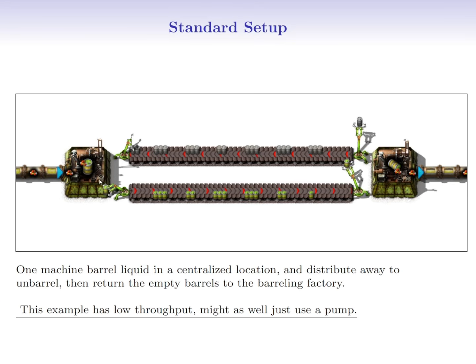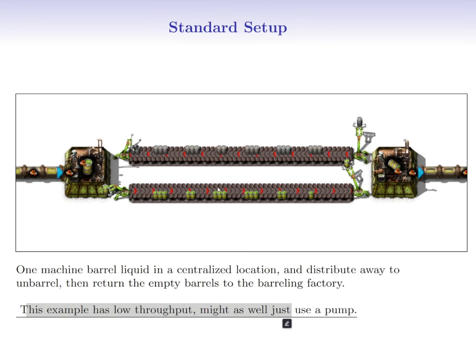Now the standard setup for barrels is you have a loading factory that loads liquid into barrels, and you put them on your belt, send them to something far away, an unloading factory that unloads the liquid and uses them, and then you send the empty barrel back through a return belt. So now you can barrel your liquid in a centralized location and distribute them in different smaller factories, then return the barrels to the original station.